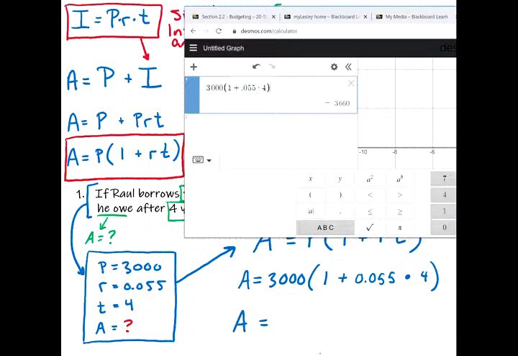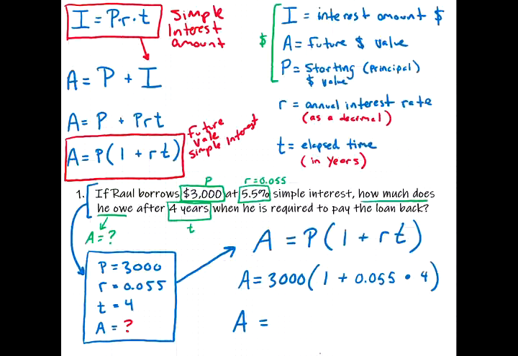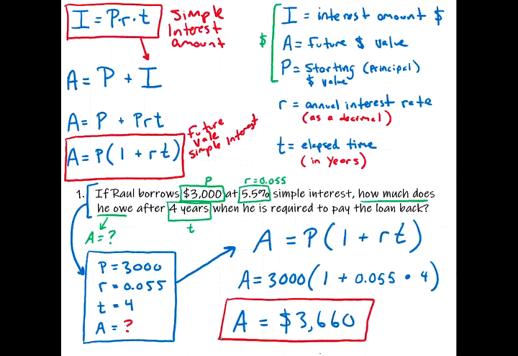Okay, and so that answers the question, how much does he owe in total? He owes the original 3,000 plus $660 in interest. $3,660. Okay, so just to review this, the final answer is important. So we've gotten the answer to this first question, but what's more important with this video is a general approach that we could take to any problem in this entire chapter involving interest.